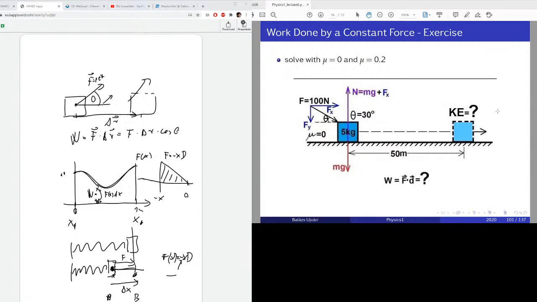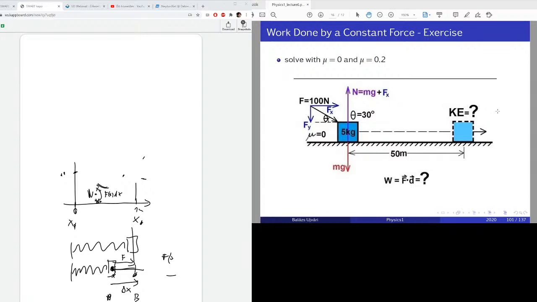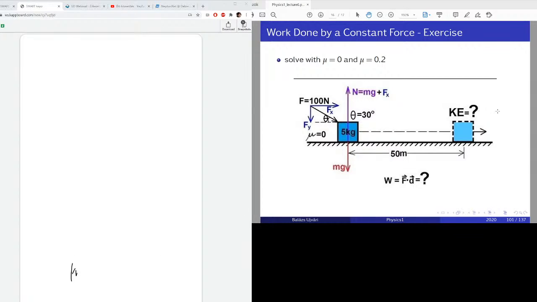Alright, let's see an example. Here we have a body with 5 kilograms, and you will move this body with a force like this. It will move, delta x is 50 meters, and the F is 100 Newton, and the angle is 30 degrees. Let's calculate it frictionless.